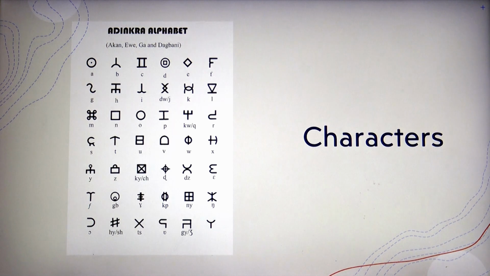This is a character map of the Adinkra alphabet. There are 42 characters in all, and it covers the Ghanaian languages of Akan, Ewe, and Dagbani. And Akan is also used in Ivory Coast or Côte d'Ivoire.